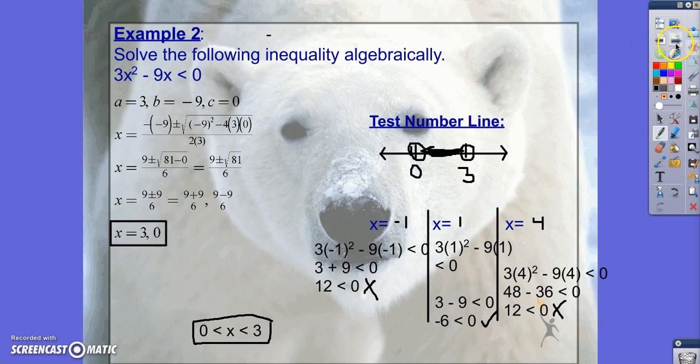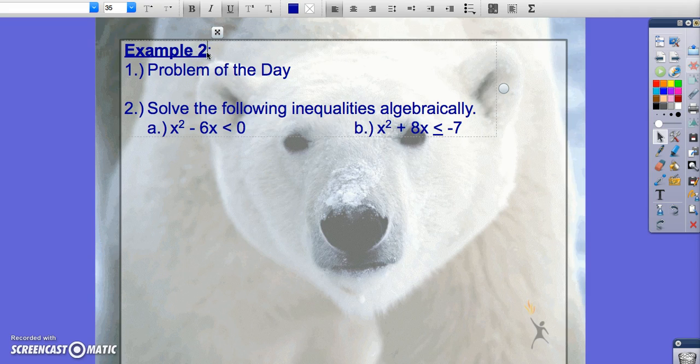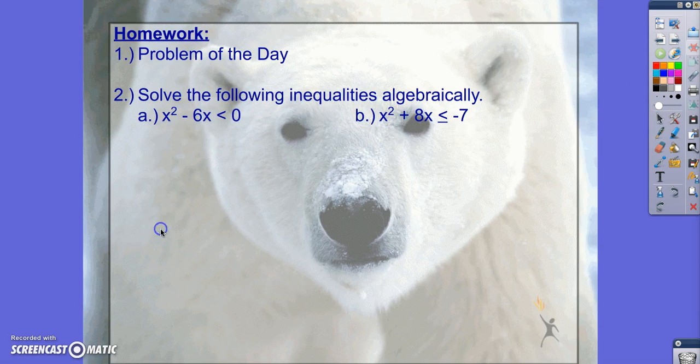All right, that's it for today's lesson. Homework. Oh, and I should change this here real quick. Should be homework. Problem of the day from the front. And I give you 2 practice problems to try them out as well. And that's it.